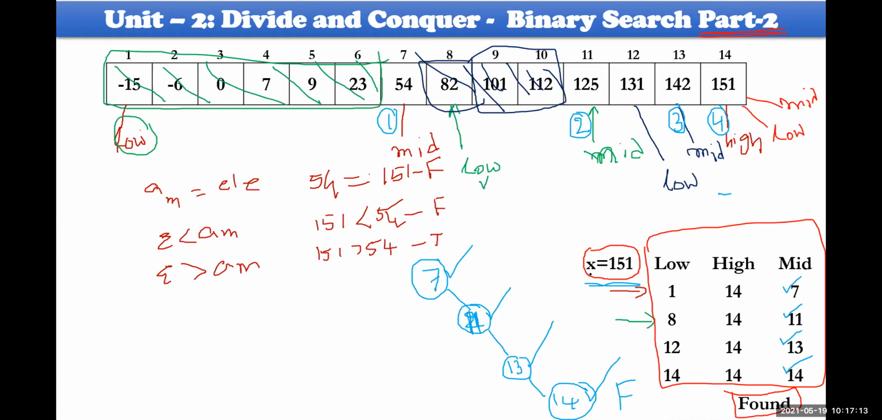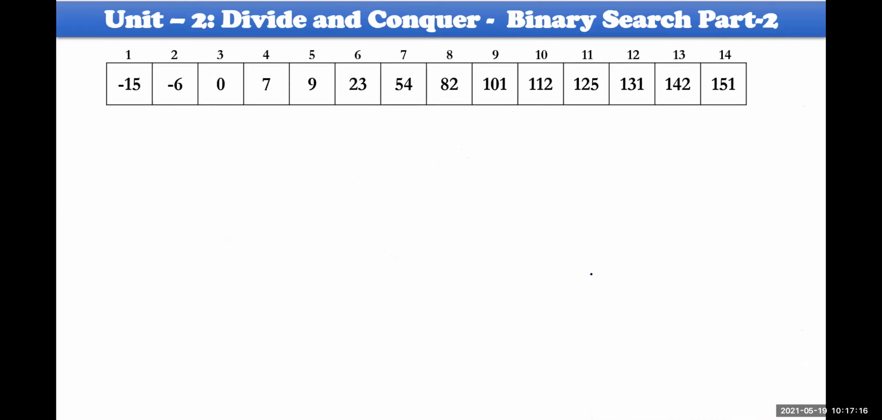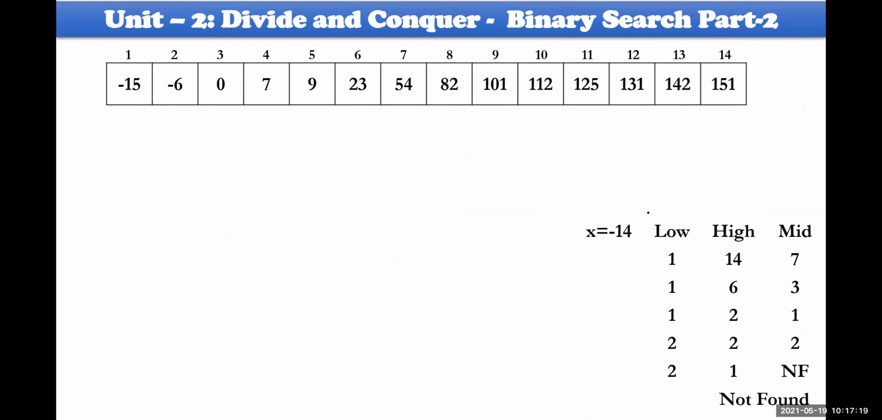Then we'll go for some more. Same example, and now I'd like to search for minus 14. So x, the required element, is minus 14. Somehow this is low, and this is high, and based on this, the mid element is this one. You can see here the mid element is 7. So is A of mid equal to minus 14? No, it is not equal. So therefore, greater than or less than. Of course, minus 14 is less than the value only. So therefore, the high value will be readjusted at this particular place.